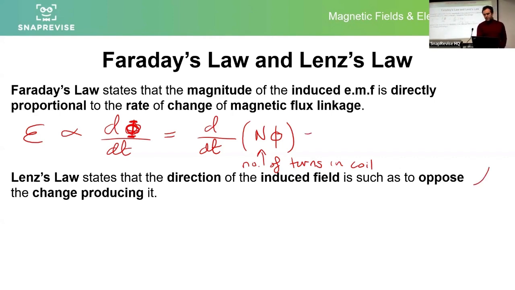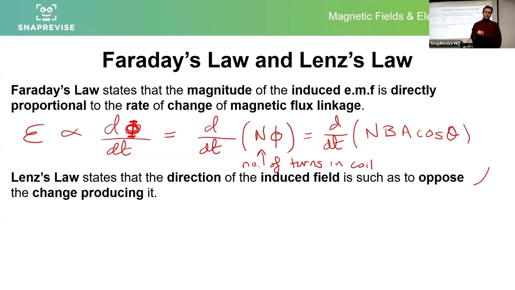And magnetic flux itself was the magnetic flux density multiplied by the area used to try and sort of catch those field lines, multiplied by the cosine of the angle between the normal to the area and the field lines. Okay?